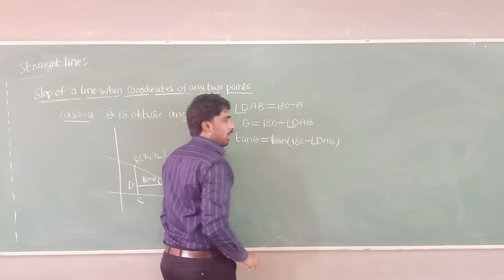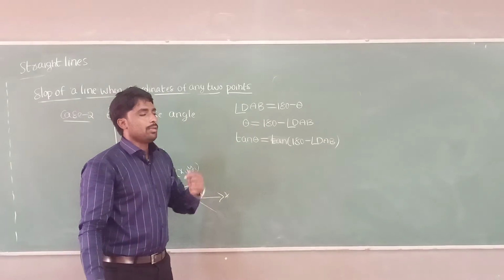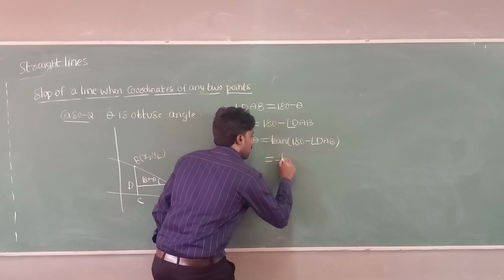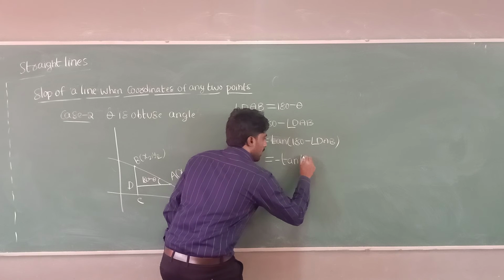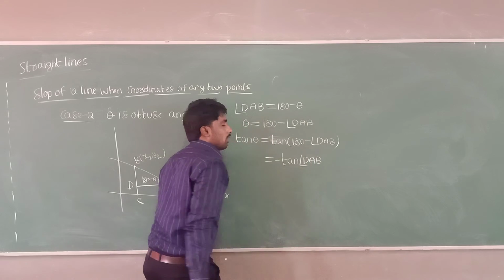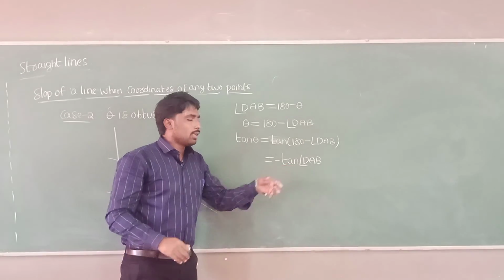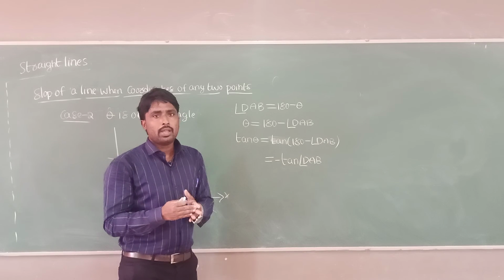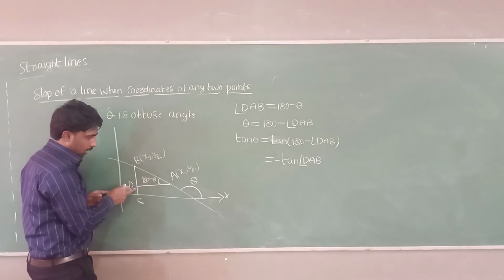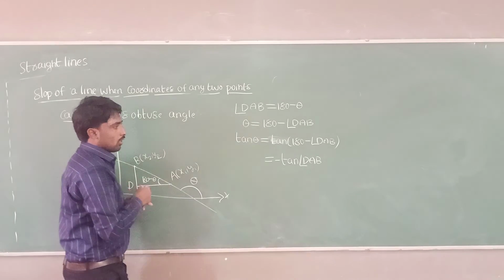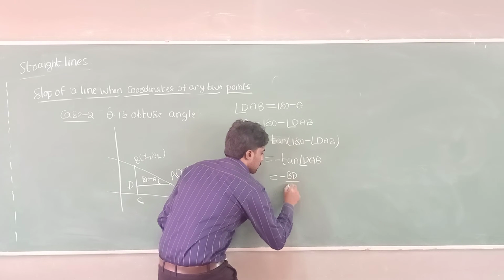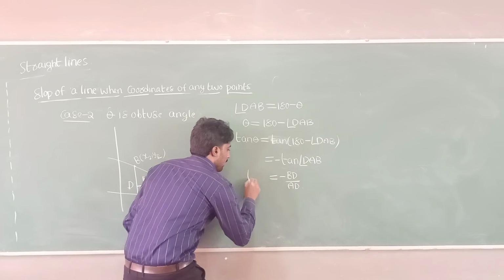Now what is tan of 180 minus theta? Tan of 180 minus theta is minus tan theta. So this is minus tan of angle DAB. Now here, what is tan of angle DAB? Tan means opposite side by adjacent side. The opposite length is BD and the adjacent length is AD. So this is minus BD by AD.